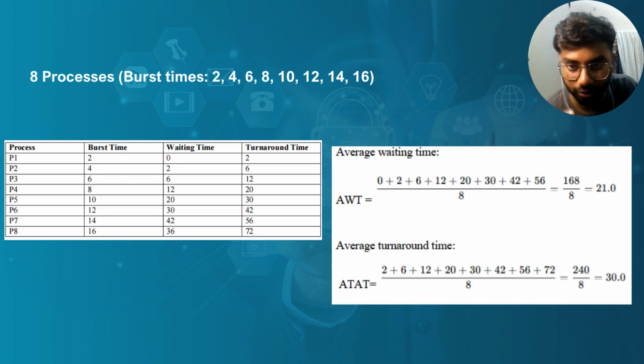Okay, same as the 6 processes. For the 8 processes, the burst times are 2, 4, 6, 8, 10, 12, 14, 16. For the average waiting time, we sum the waiting times, which altogether is 168, divided by the 8 processes gives 21. The average turnaround time is the same as before, we add the burst time also: 2, 6, 12, 20, 30, 42, 56 plus 72, which is 240, divided by 8 gives 30. So average waiting time is 21 and average turnaround time is 30. You can find these values in the simulation result at the bottom of the code. It shows the same as the calculation result, which means the calculation matches the theoretical analysis.